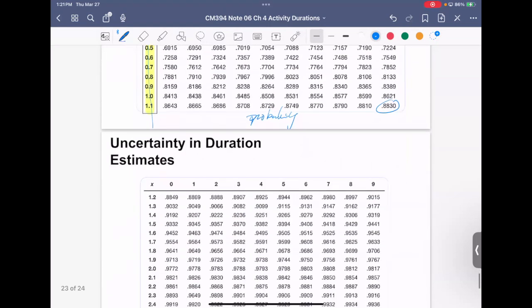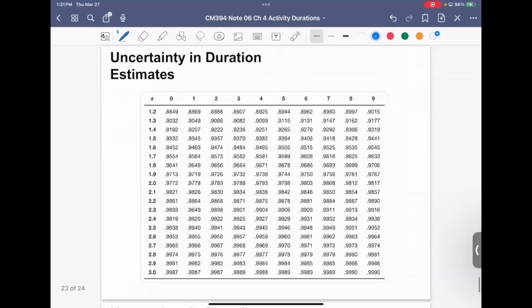The table does have a second page. And when you see the second page, you will see x equal to 3.9. So if x is equal to 3.9, that means 3.9 times your standard deviation to the right of your mean, and you will see your probability is almost 100 percent, right?